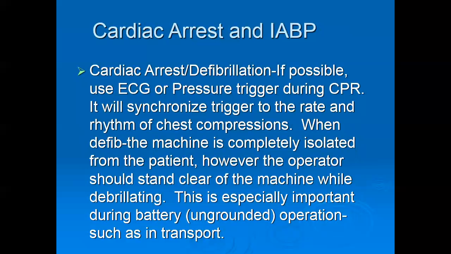Cardiac arrest. Generally try to have it switched over to a pressure trigger. We'll leave it in place, do CPR, it'll inflate and deflate just with chest compression. So let it run. So it'll synchronize as it needs to. We can defib with it in place, no problems, just touch the machine. Not saying that the current will go through defibbing, but it could, especially if it's not plugged in, if it's not grounded, if it's on battery power, there's a likelihood that it'll go through that.